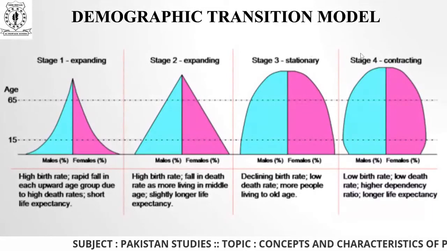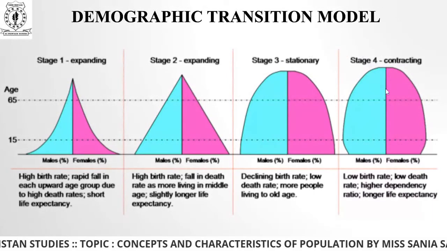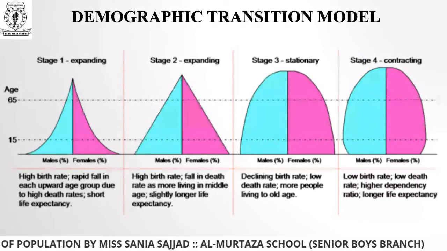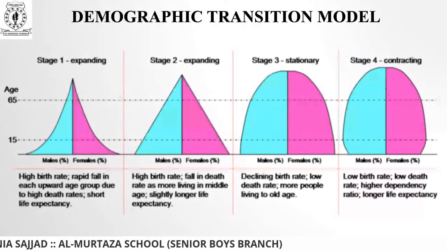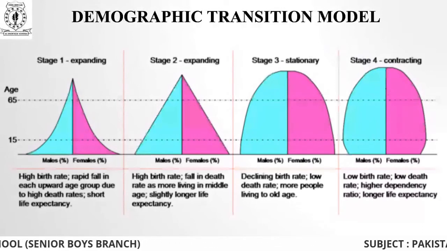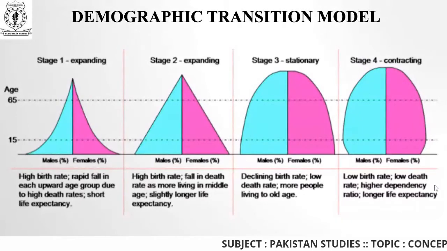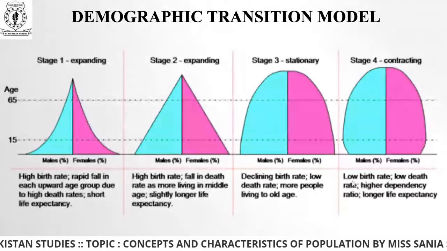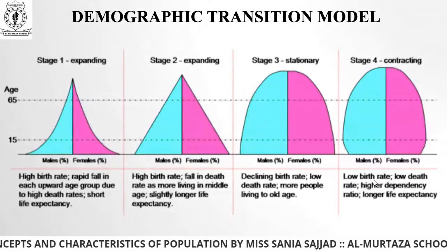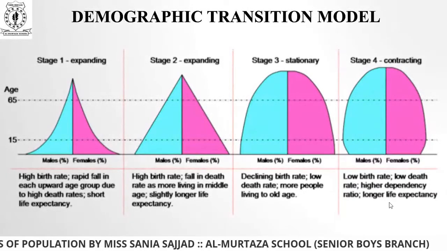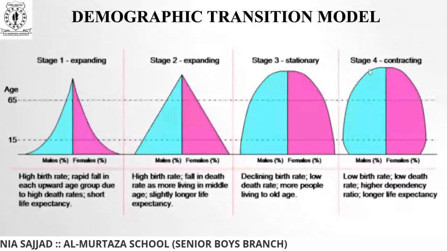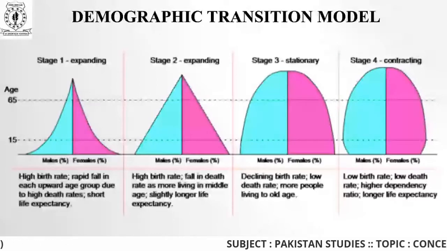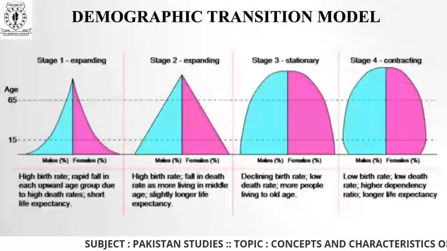Now, coming towards stage 4, that is contracting. It means it is different, it is changing with the passage of time. Now, you can see very clearly that there is low birth rate and low death rate, higher dependency ratio, and longer life expectancy. When I'm talking about low birth rate and low death rate, you can see that we have entered the fourth stage, that is the assumptionary stage, all right. Finally, stage 4 is what is being practiced in Pakistan.